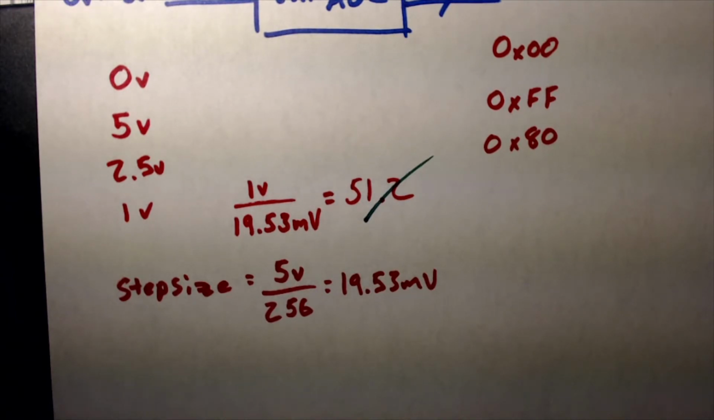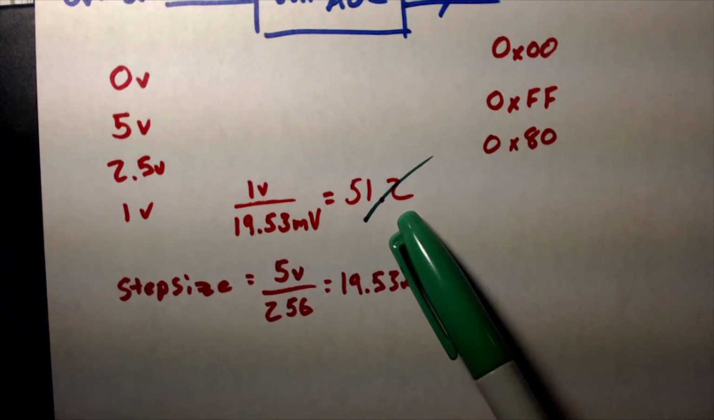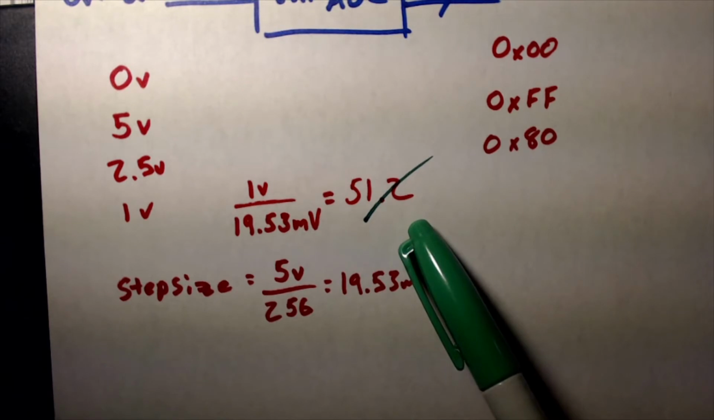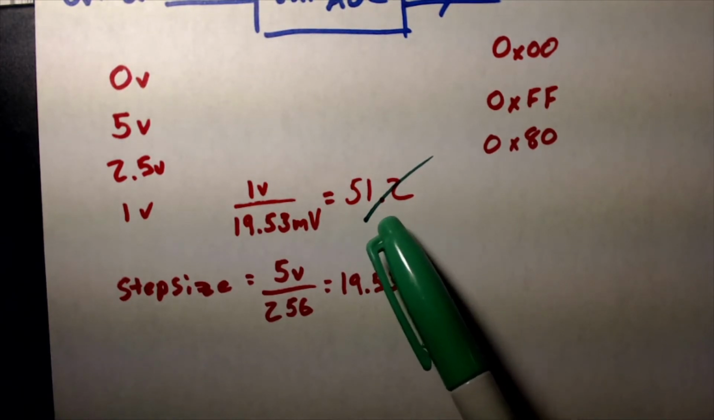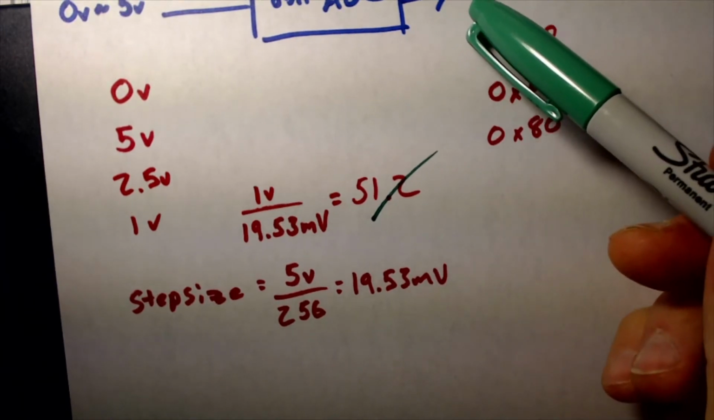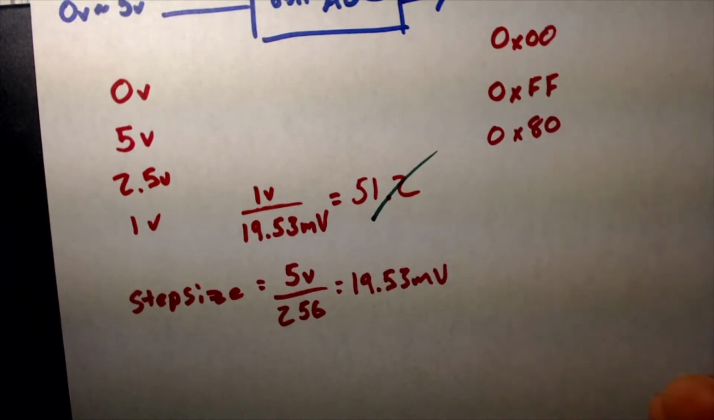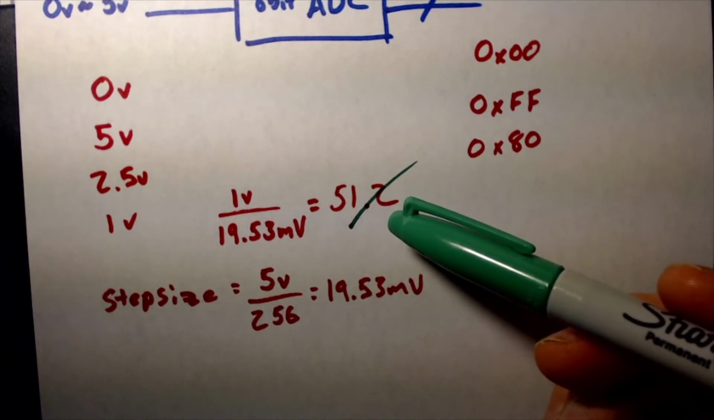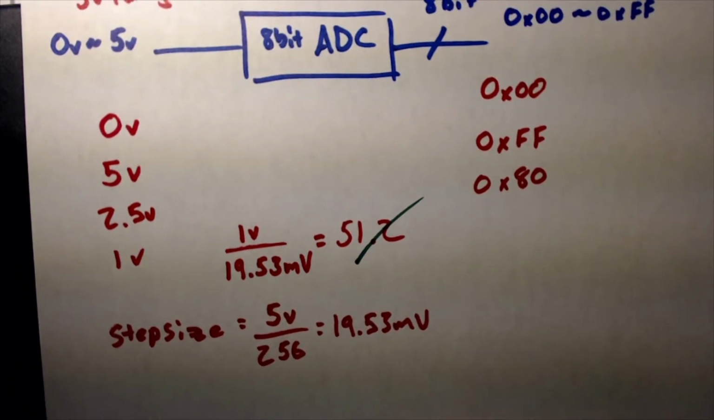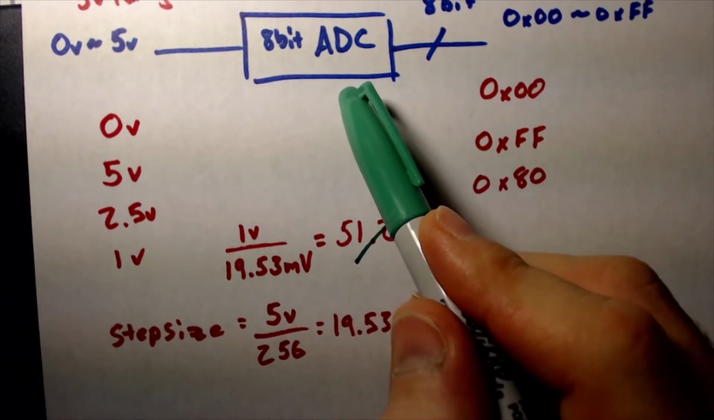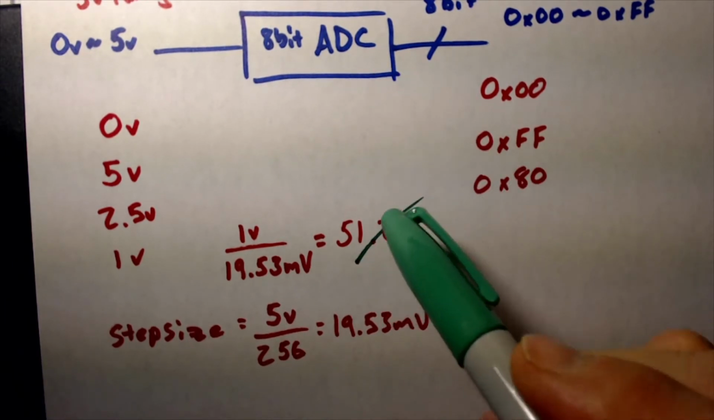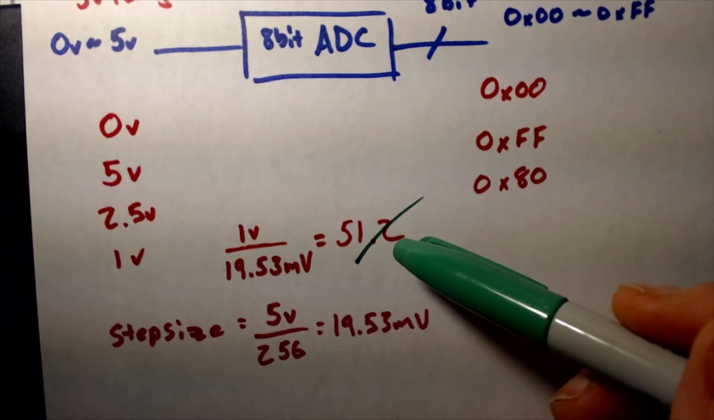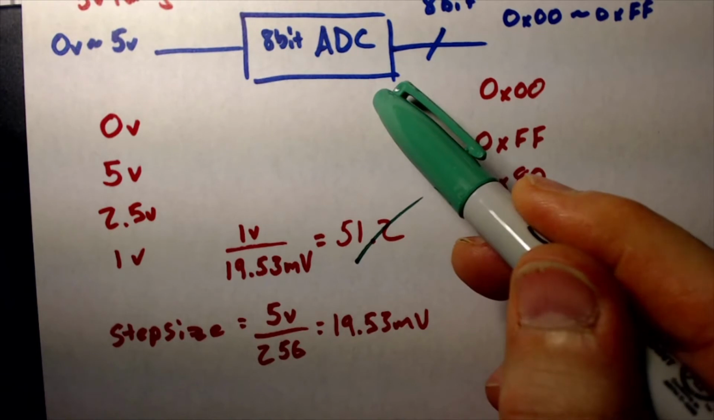Now, there's a good question here, which is 51.2. Is that 51 or is it 52? Because this 0.2 obviously can't be represented with 8 wires in an 8-bit digital value. So what happens to our fractions? Well, to answer that question, it kind of depends on the type of ADC you have. Different ADCs manipulate this fraction a little differently. And so I can't give you an answer as to what this ADC is going to do.